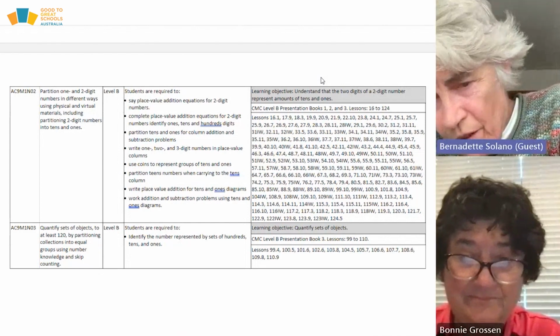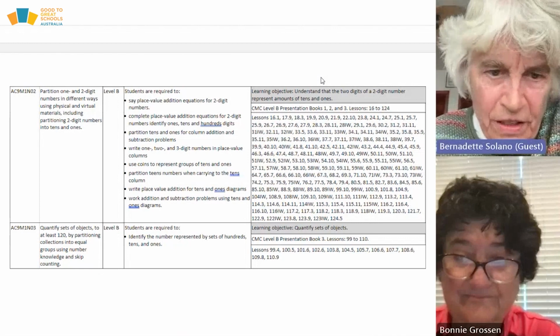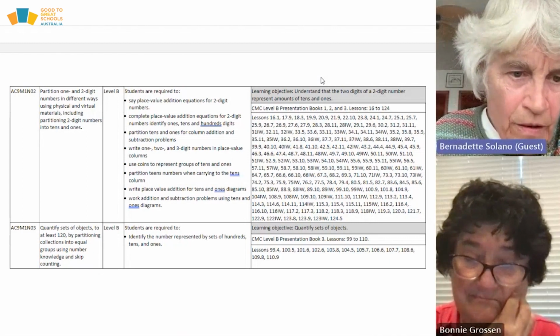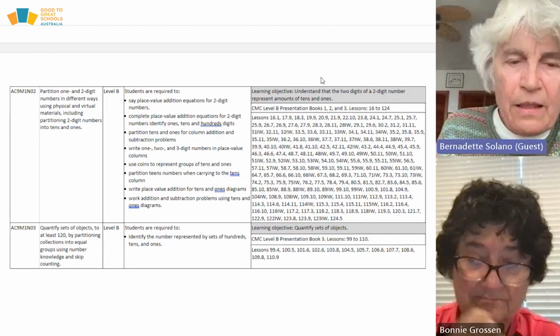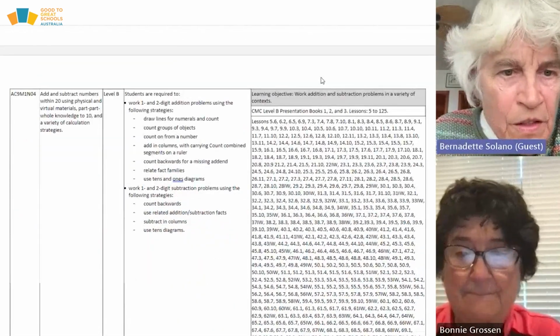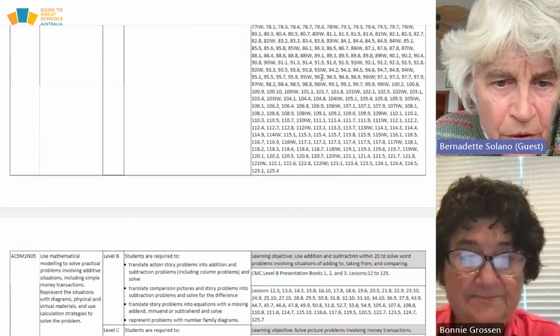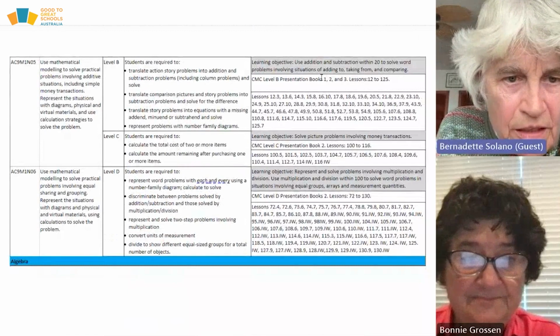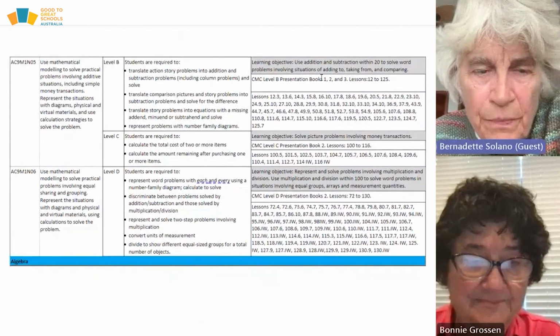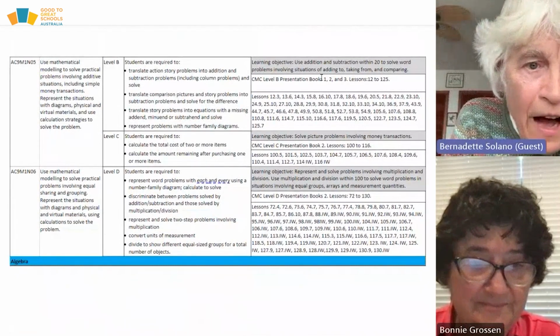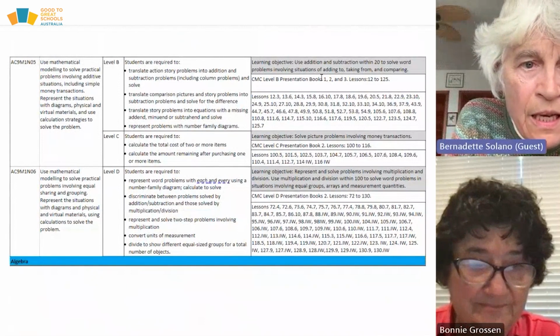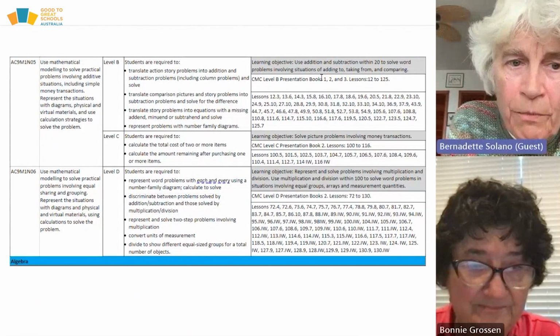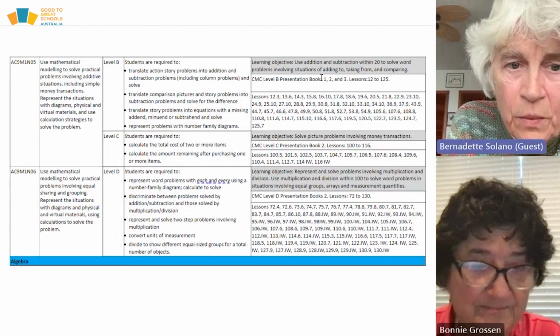And then again, a slew of lessons, lots and lots of lessons. So it's very similar to what we looked at before. And on to the next standard and so on. So if we scroll down a little further, you might see something interesting there. Let's stop right here, because when we get to standard 5, where it says, use mathematical modeling to solve practical problems involving additive situations and so on.